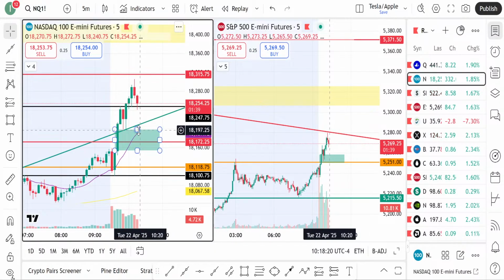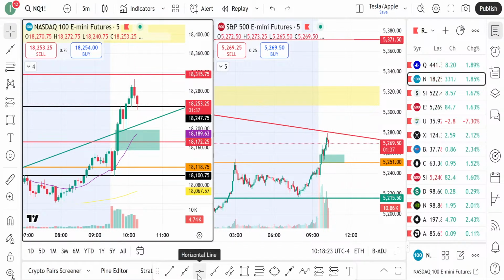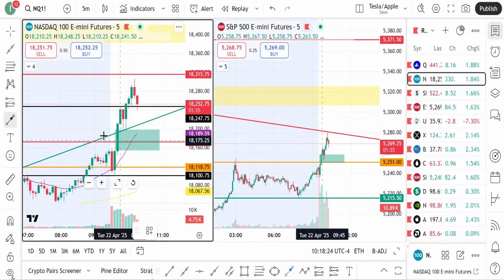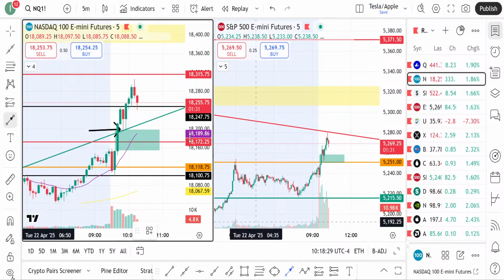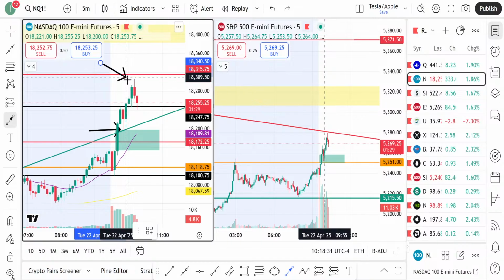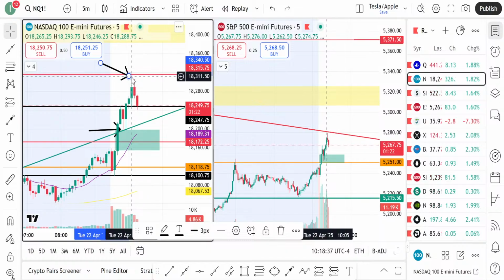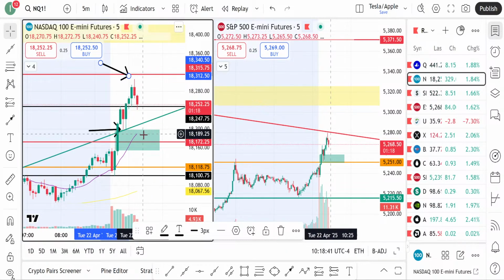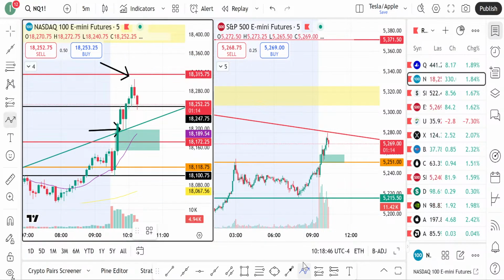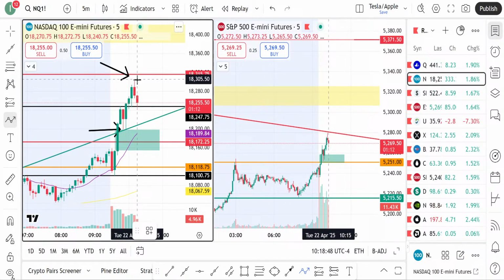All right, so from here, from this pullback that we got earlier to this high right here just recently, okay? So this is a low, this is a high. What I'm looking to see is, are we going to trade lower than this previous low, or are we going to just pull back to continue higher?